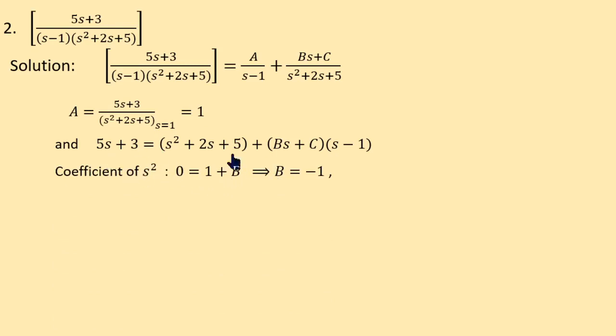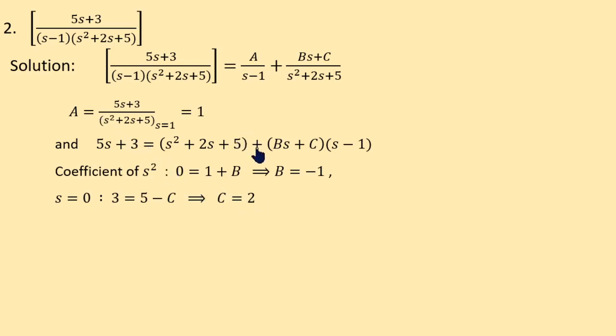And then put s equal to 0 both sides. Left hand side here 0. When s equal to 0, these two become 0. Here 5. When s equal to 0, this becomes 0. C into minus 1, so minus c. 5 minus c is 3. And c is 5 minus 3. And hence c becomes 2.